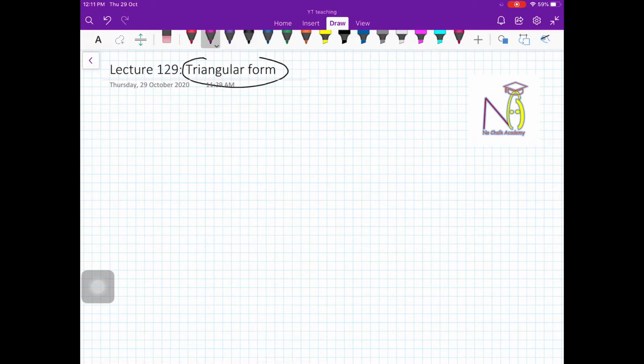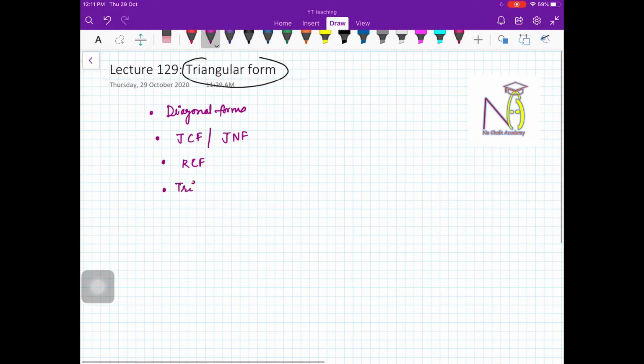We have till now talked about Jordan canonical form. Okay, so let me write down in a sequence. So we have talked about diagonal forms. We have talked about Jordan canonical forms. They are also called Jordan normal forms. And we have also talked about rational canonical forms. So these are the things which we have talked about. So in this video we will be talking about triangular forms.